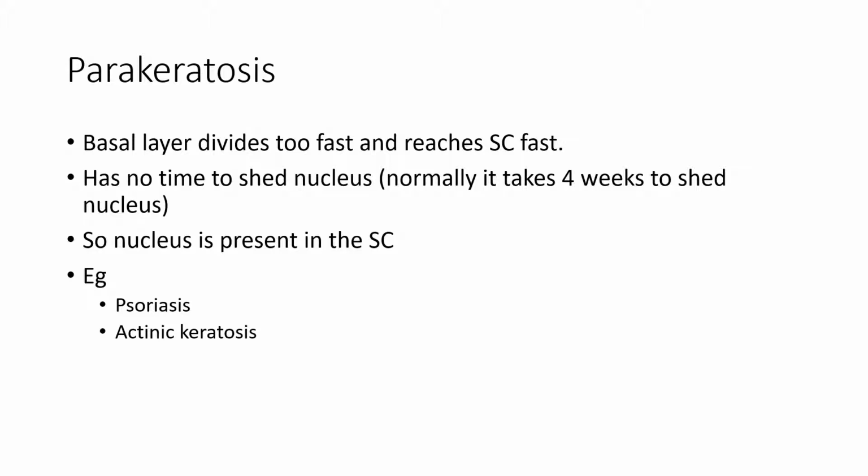In these cases, the basal layer divides too fast and reaches the stratum corneum fast, so it has no time to shed the nucleus. Normally, it takes 4 weeks to shed the nucleus. So the nucleus is still present in the stratum corneum, and this condition is called parakeratosis. If the nucleus is not present in the stratum corneum, then we call it orthokeratosis.